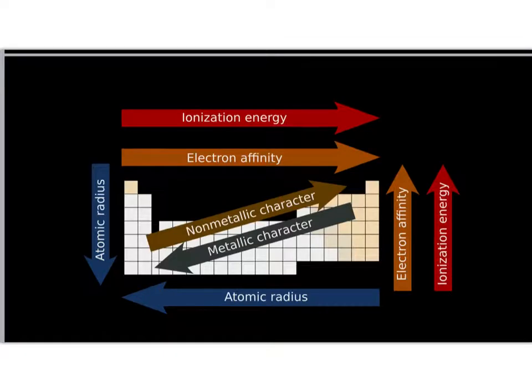So if we look at this picture, right, we've already said atomic and ionic radii decrease as we go down and from right to left. Ionization energy is going to increase up the group and from left to right.